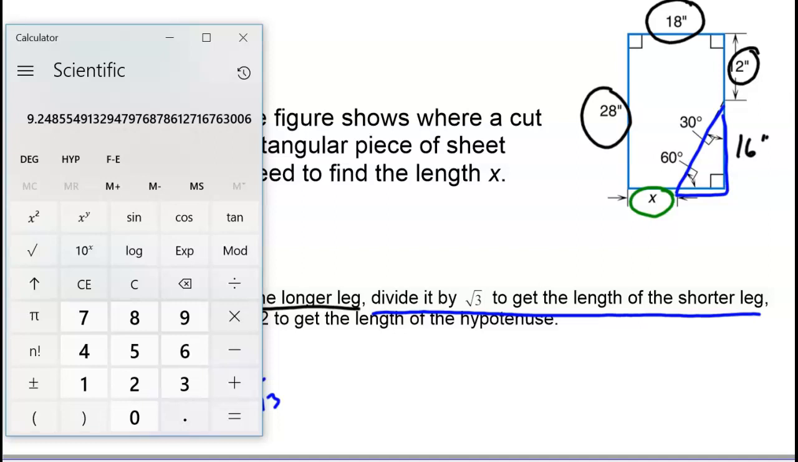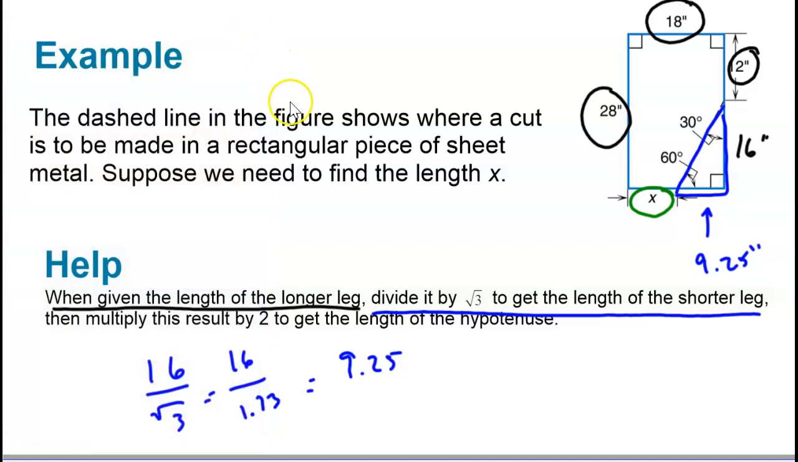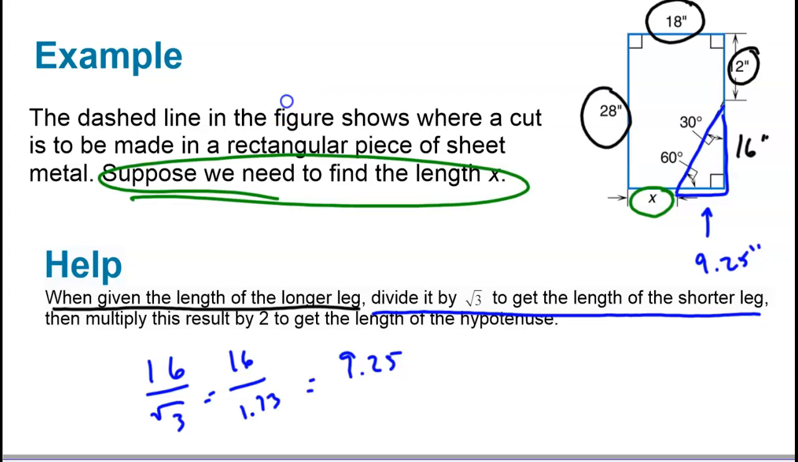And we end up with 9.25. And so that is going to be this value right here. That is the value of our shorter leg, 9.25 inches. And is that what the problem was looking for? Let's see. The problem was looking for, suppose we need to find the length x. And so that's this value right here.